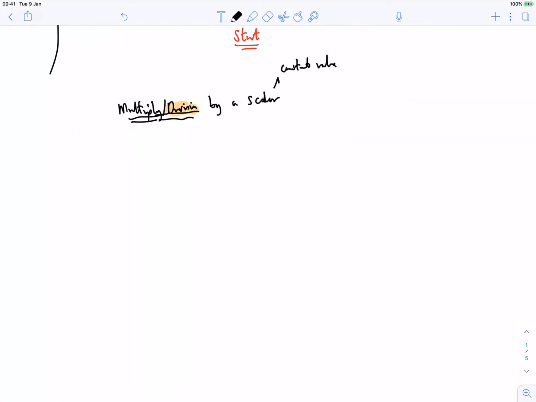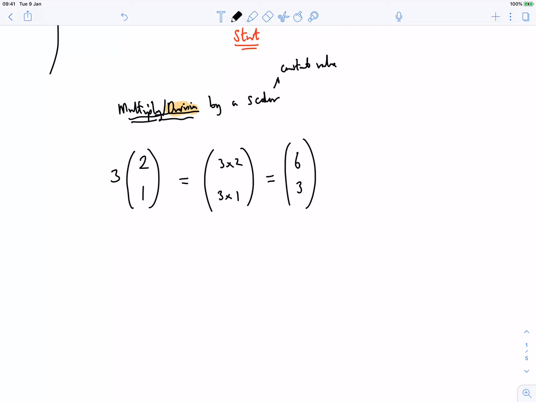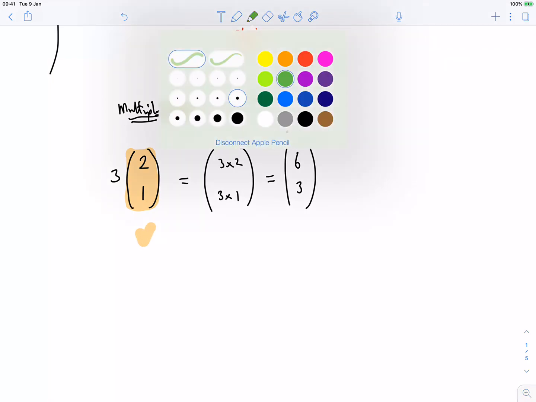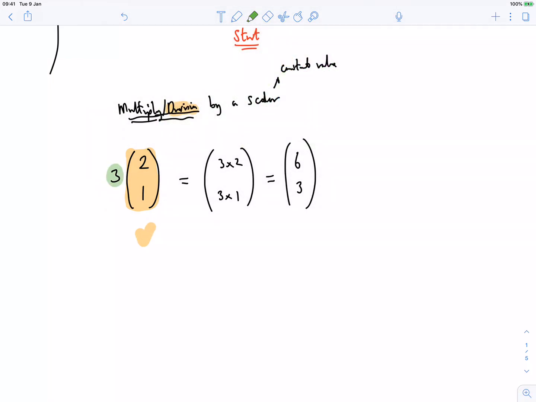So what do I mean by that? Well, if I have, say, the vector 2, 1, if I times that whole vector by 3, that will just become 3 times 2 and 3 times 1 on the bottom, which will be 6 over 3. Please notice how this works: this part is the vector, and I'm multiplying it by the scalar, which is 3.